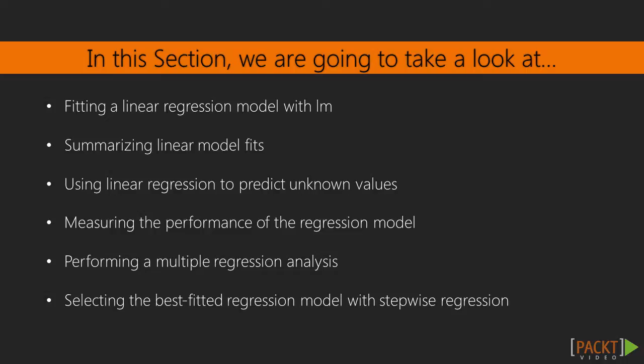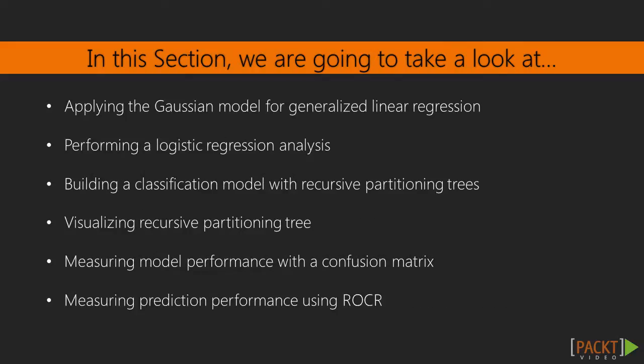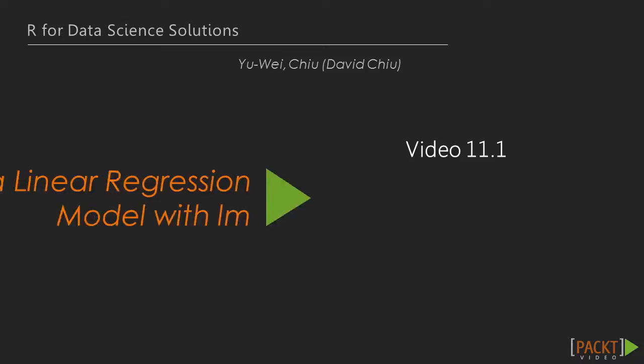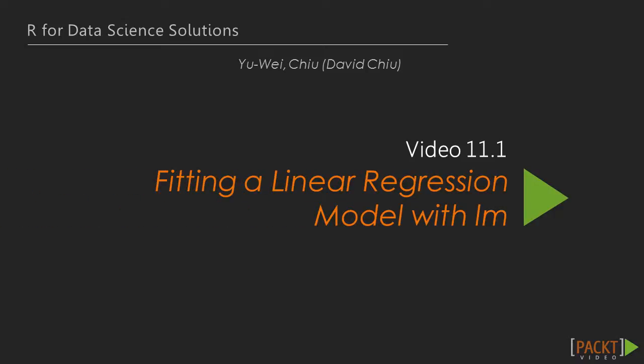We will then introduce generalized linear models, GLM, and demonstrate how to fit Gaussian and binomial dependent variables into these models. Moving on, we will cover classification models. First, we will build a classification model with a recursive partitioning tree. We will then visualize the built model and finally assess the performance of the fitted model in confusion and ROC metrics. Now let's start with the first video of this section, fitting a linear regression model with LM.